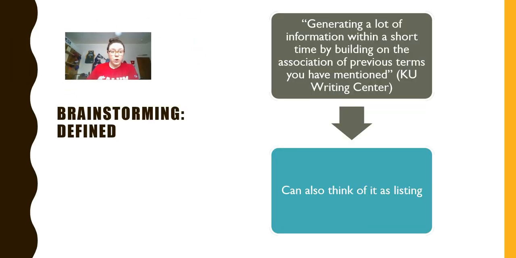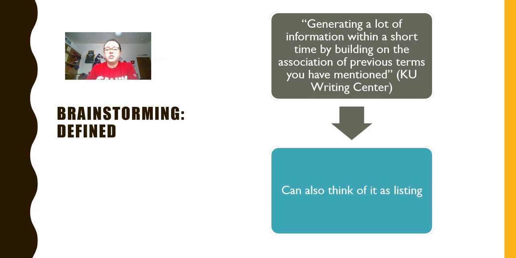All right, brainstorming. When we think about defining and identifying the terms that we want to use to find more information about a topic that we're interested in, one of the best places to start is with ourselves. And as it relates to search terms, the best way to do that is brainstorming.